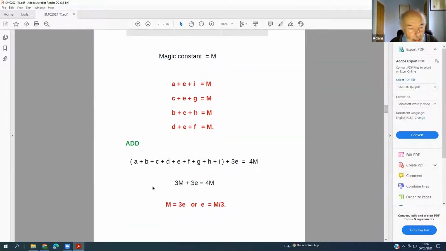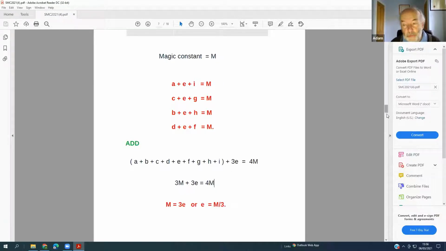So the first 3 in there add up to M. And the next 3 add up to M because that's the second row. And the third lot add up to M because that's the third row. So this is M plus M plus M, 3 lots of M in the brackets, plus 3E equals 4M. And therefore, M equals 3E, E equals M over 3.